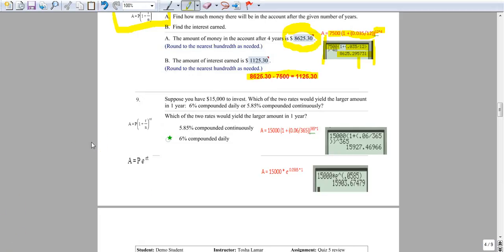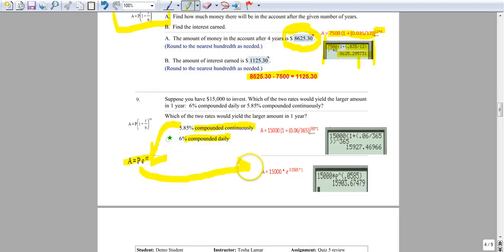Number 9, you have $15,000 to invest, and which of the two rates would yield the larger amount in a year? So one is you've got continuously compounded, and one is you've got compounded daily. Okay, continuous, I kind of put these backwards, but that's the continuously compounded formula.